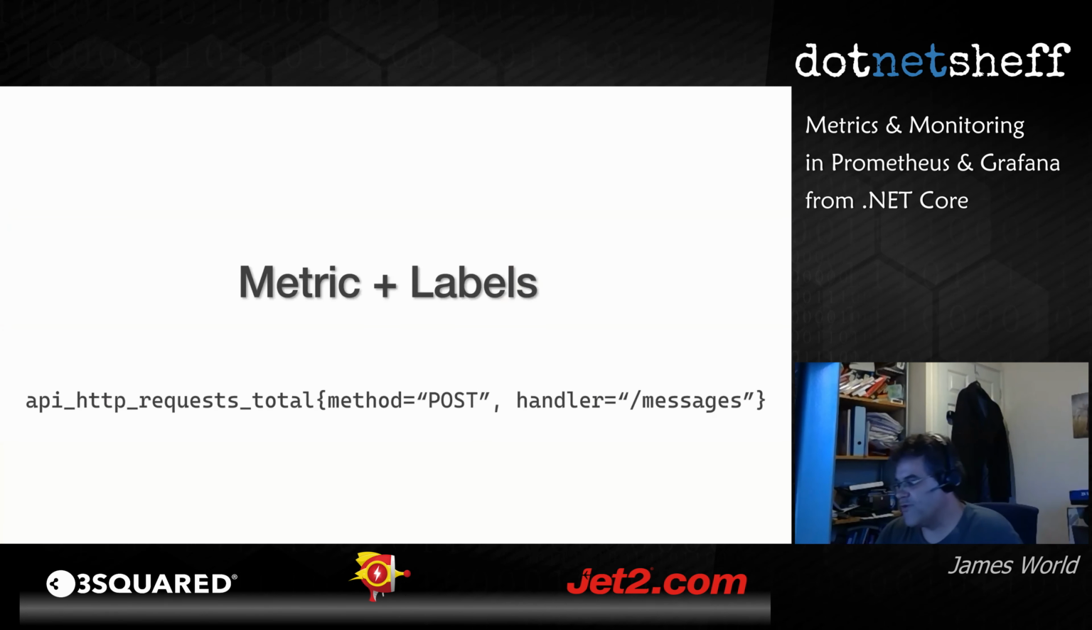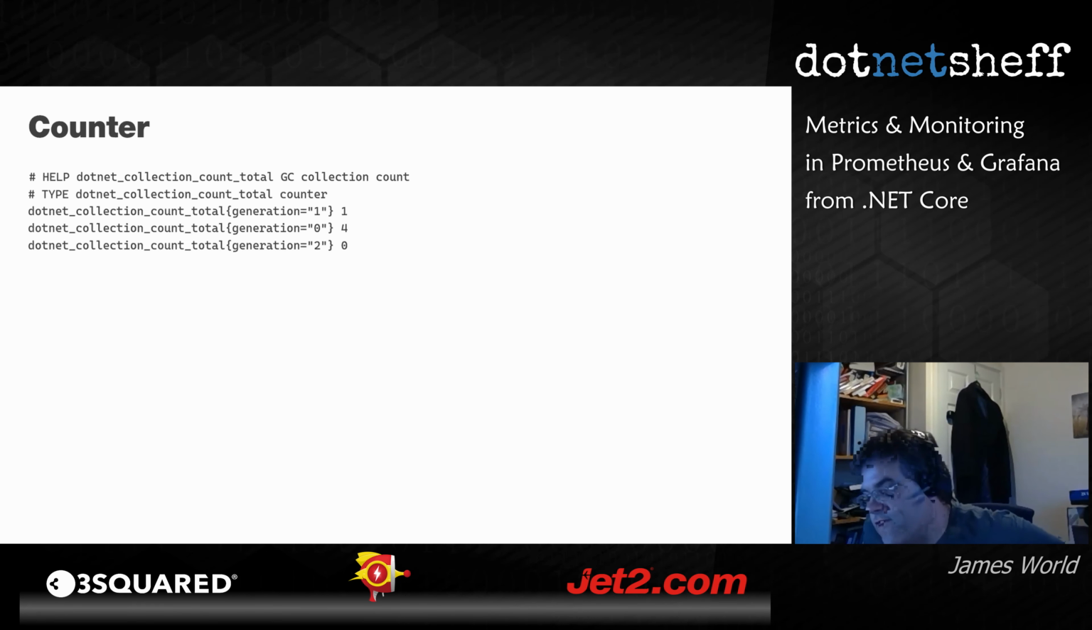So here we've got a metric called API HTTP requests total. You can guess it's probably a counter of HTTP requests to your API. And you can apply labels, which provide dimensions to that metric. So in this case, we're looking at a label for the HTTP method that's been used in that call, and in this particular case, the handler that's handling those messages. So you get a time series created for every unique combination of a metric and its labels. And it stores 4 different kinds of metric.